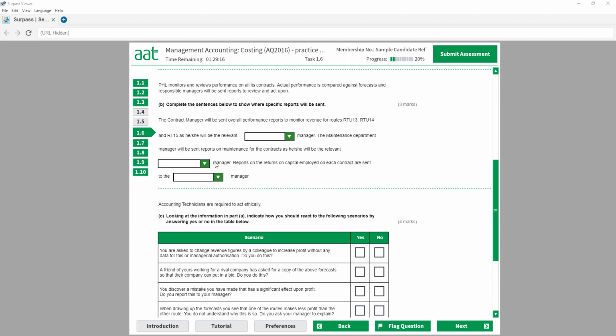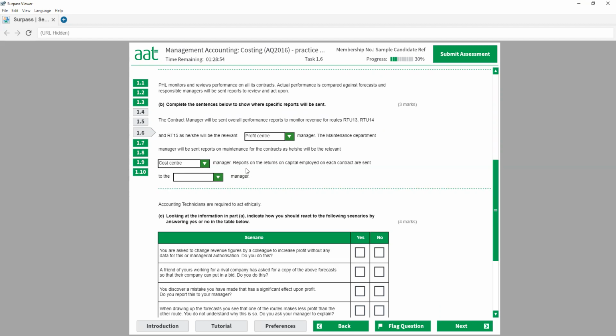So let's have a look at that. The contract manager will be sent the overall performance. The overall performance needs to be sent to the profit manager because he will then be charged for all the profit calculation. The maintenance department manager will be sent a report on maintenance, so only for the cost. That's a cost manager. That's a cost center.